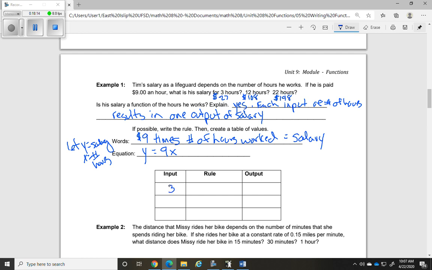When I put in a 3, I get out a 27. When I put in a 12, I got out a 108. And when I put in a 22, I got out a 198, because we did y equals 9x. So here we did 9 times 3, 9 times 12, and 9 times 22.